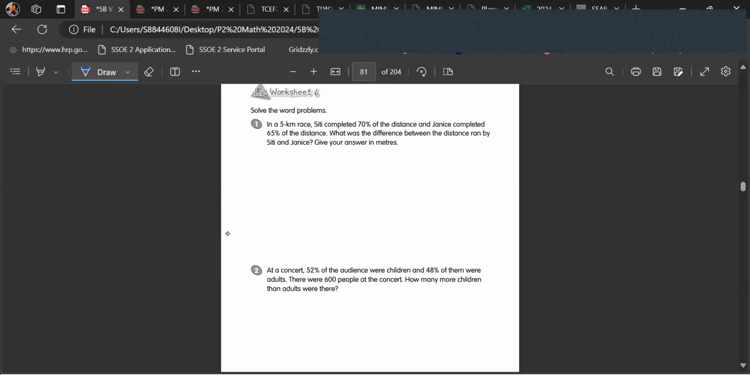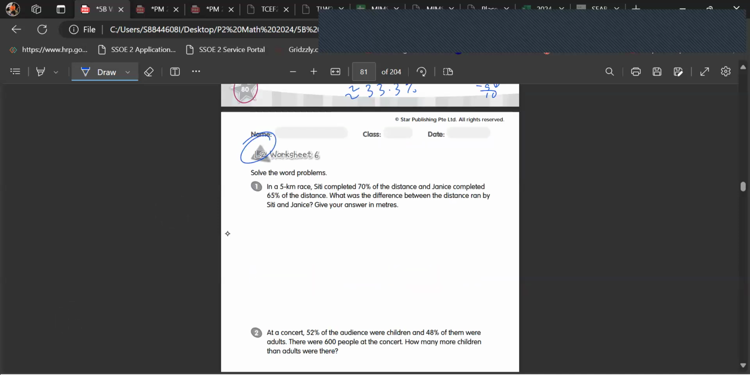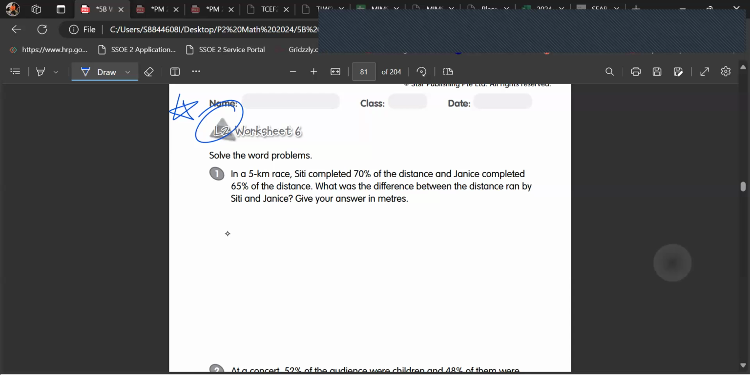Okay. Here's a level 2 question already. This one is the one that will challenge us to figure out. There's no part A, part B. You need to figure out the intermediate steps in between. The first step gives me the answer in meters, so pay attention to the answer. The unit is meters. Here it says in a 5-kilometer race, City completed 70% of the distance, Janice completed 65% of the distance. What's the difference between the distance traveled by City and Janice? Oh, wow. Sounds difficult.